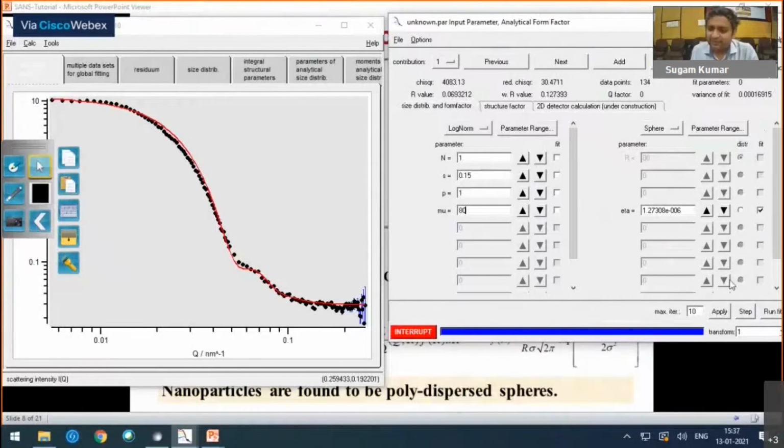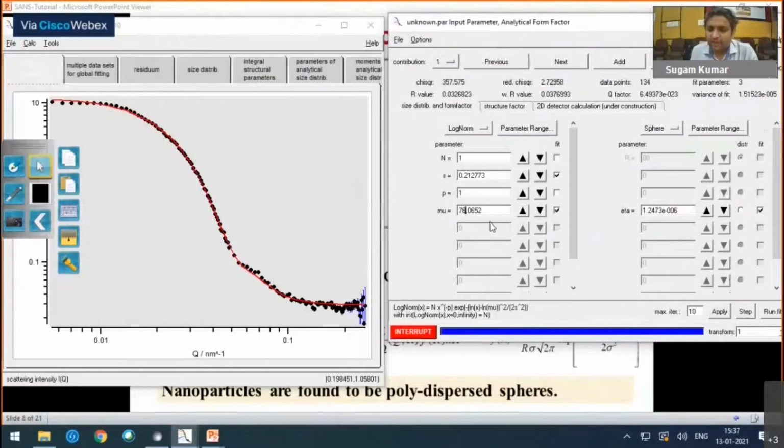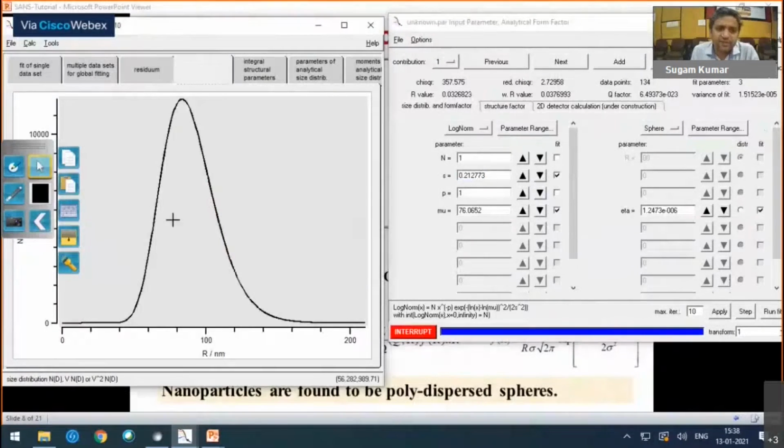All set. I have fitted these two parameters also. So finally radius is coming out to be around 7.6 nanometers. And 0.21 is the sigma in log normal distribution. If you want, you can see size distribution here. It is written size distribution. So this is the size distribution.